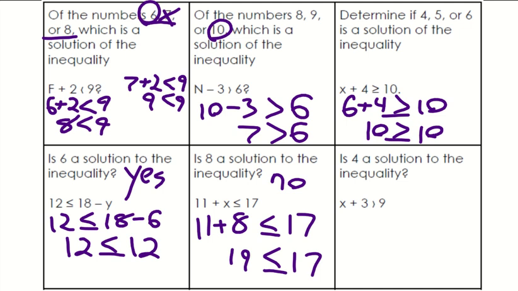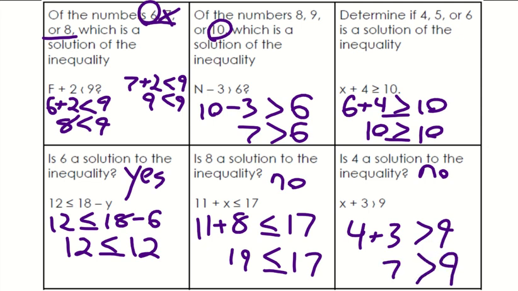And bottom right. Sophia? No. When we put the 4 in, 4 plus 3 greater than 9. That would be 7 greater than 9. Not true, doesn't work. Okay? Any questions? Not so bad, right?